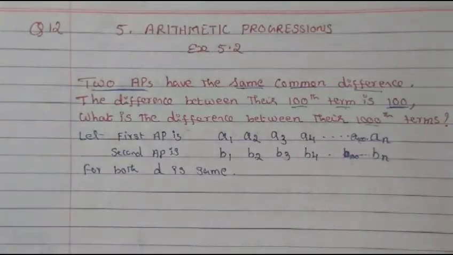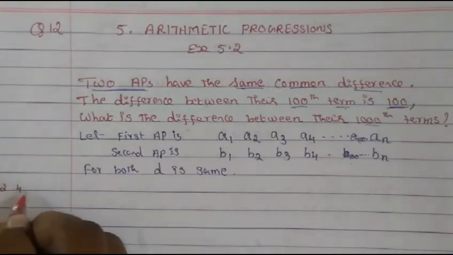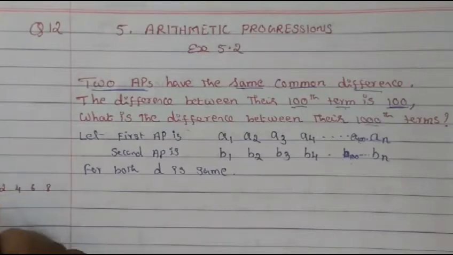I'll just make it clear to you. Here you see, let's consider we have an AP 2, 4, 6, 8. Okay, this is one AP. And then we have another AP here, so we have two APs. The difference is what? 4 minus 2 is 2, 6 minus 4 is 2, 8 minus 6 is 2. Here also 14 minus 12 is 2, 16 minus 14 is 2, 18 minus 16 is 2. So the D value here is 2 for both. If you continue, the D value remains the same.